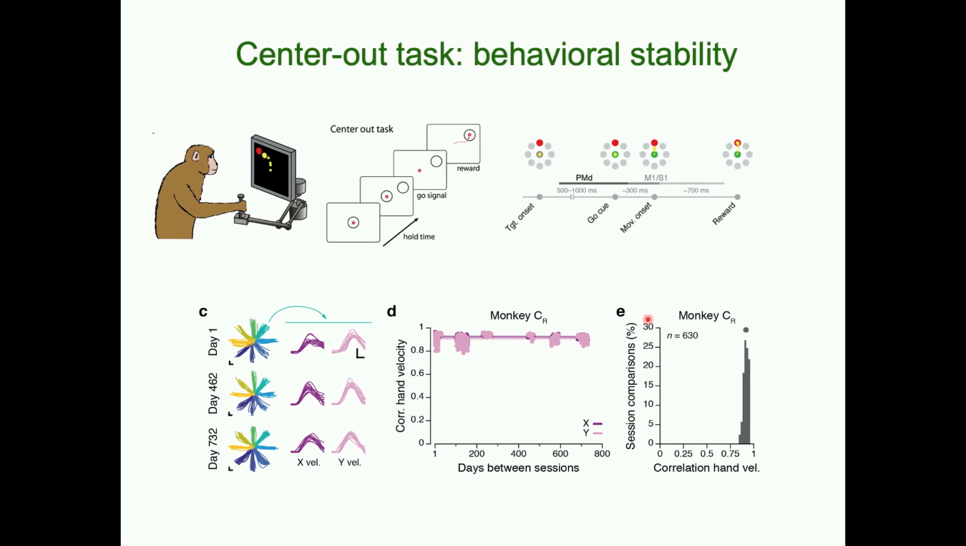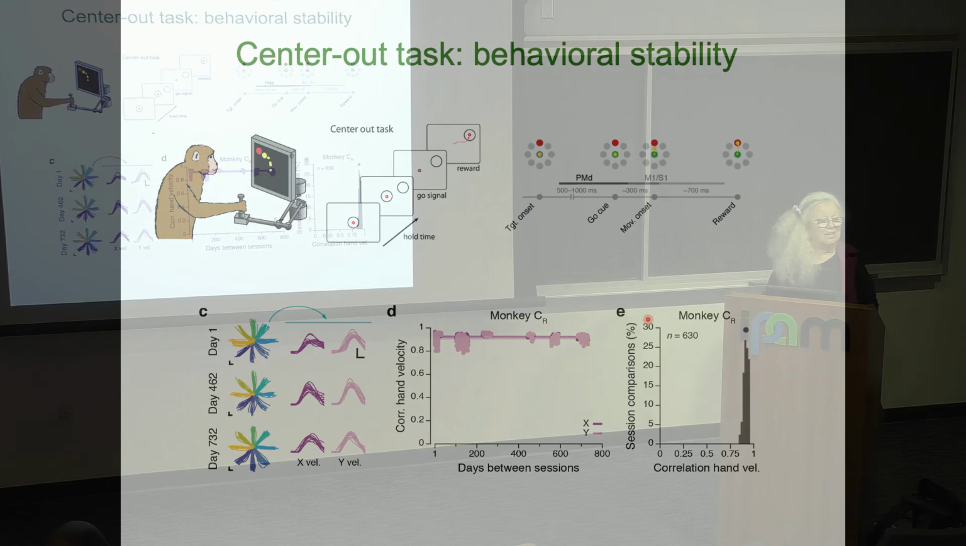So these trajectories are very stereotyped over 700 days. If you look at one of the directions, like up and to the right, and you look at the x and y components of velocity, for that particular reach in that direction, they are also very stereotyped and conserved across days. These are the correlations of the x and y components of velocity across 700-something days. You see they are all very close to 1. So it's a very stereotyped task.